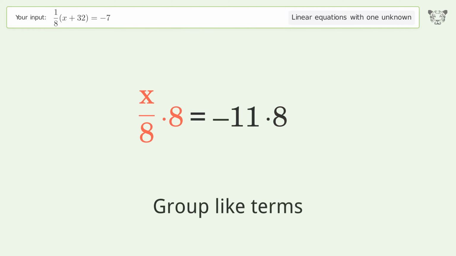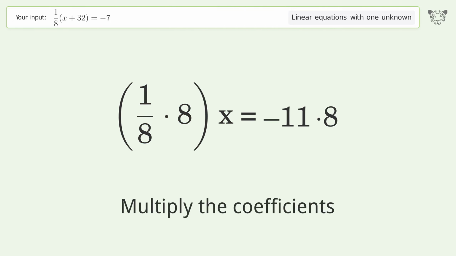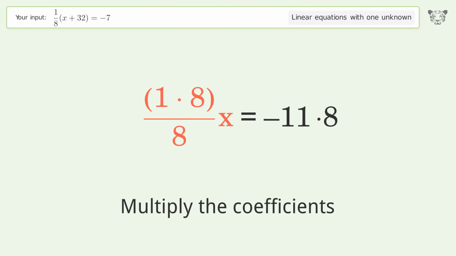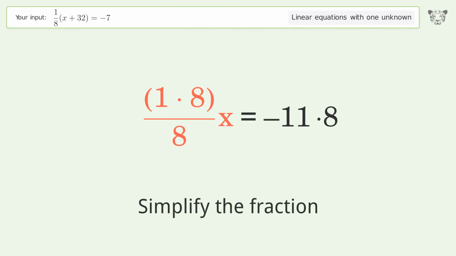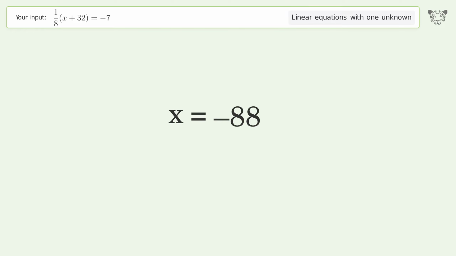Group like terms. Multiply the coefficients. Simplify the fraction. Simplify the arithmetic. And so the final result is x equals -88.